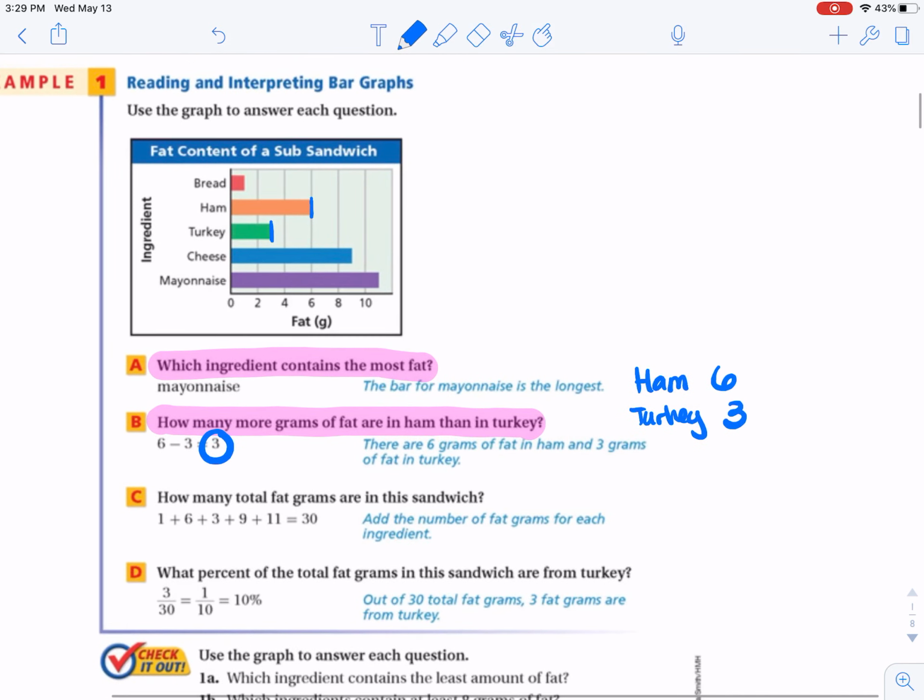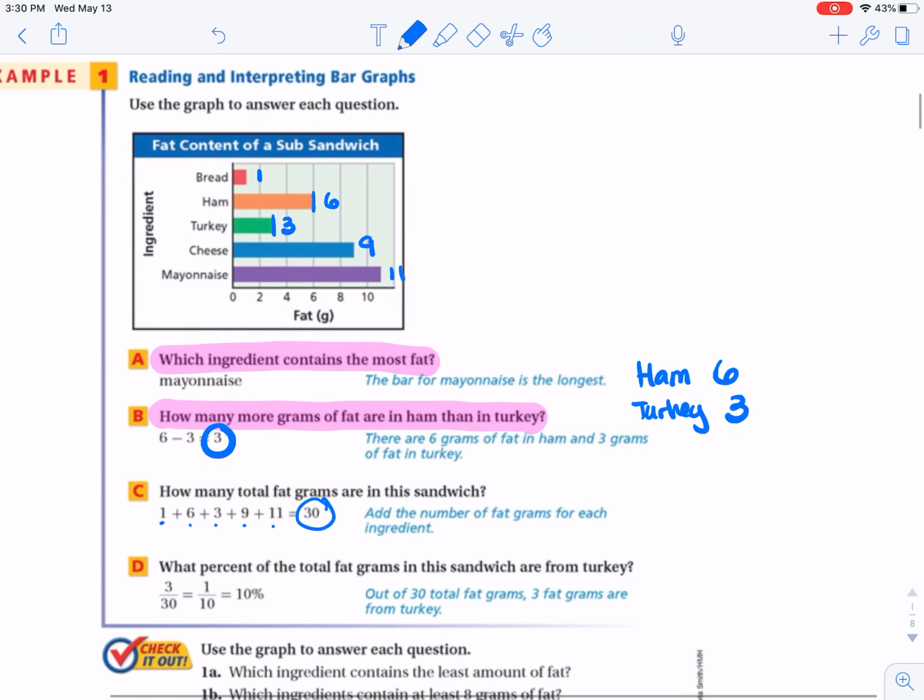Next one, how many total fat grams are in this sandwich? So far I've got ham and turkey. Bread looks like it's got 1 gram of fat. I said that this was 6. This is 3. Cheese falls in between 8 and 10, which would give it 9. And mayonnaise goes a little bit further at 11. So to find out the total grams, you would add up 1, 6, 3, 9, and 11, and you get 30 total grams of fat in this particular sandwich.